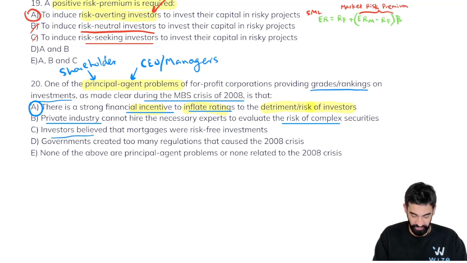C, investors believe that mortgages were risk-free investments. No, they never said it was risk-free. They just said it was lower risk than what it actually was. D, governments created too many regulations. No, government had too little regulations. If they were regulating it properly, the banks would not be allowed to get away with it. And then they got bailed out by the government because they were too big to fail. And then E, none of the above are principal. No, so it's just A.